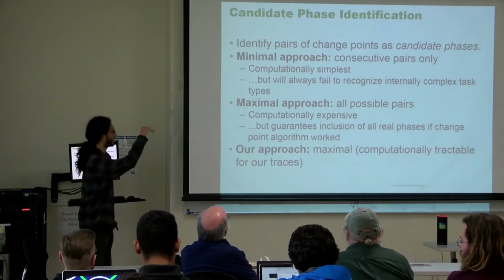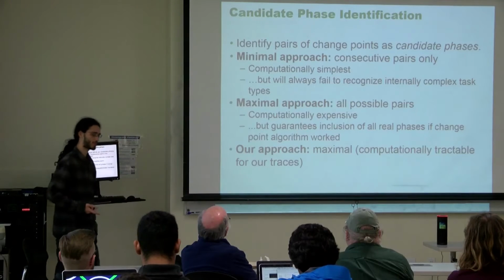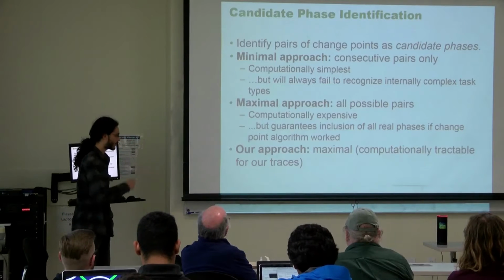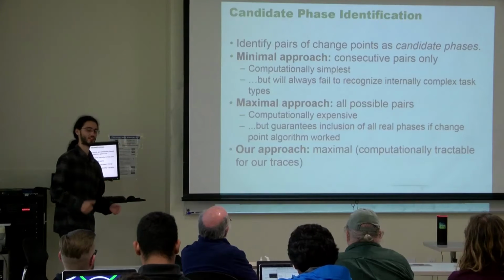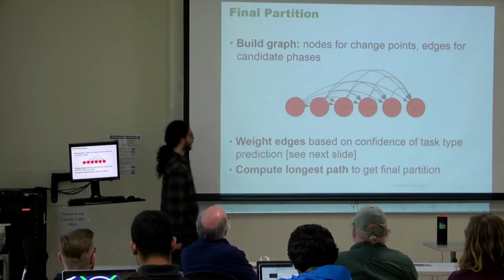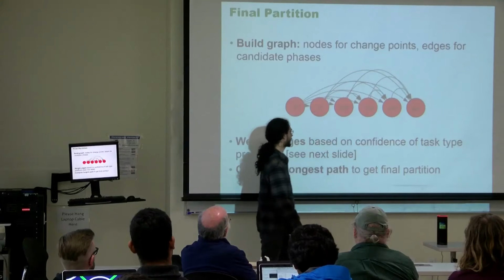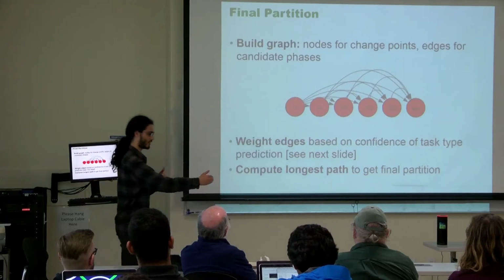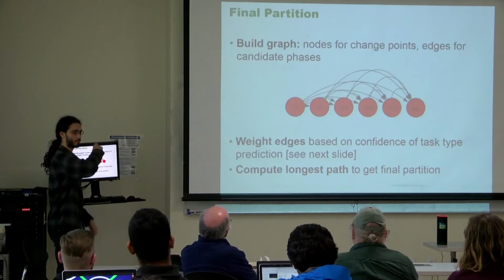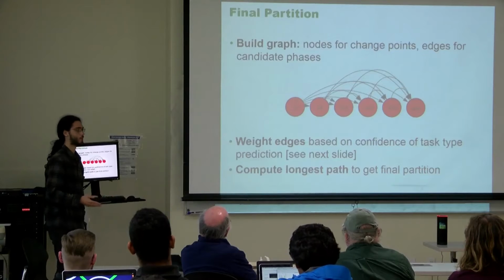I'm going to skip minimal because we do the maximal approach, where we test all possible combinations of these pairs, treating each as a candidate phase. We have a visualization here. The first one will lead to the second, third, fourth. The second one will go to all the ones after. Then we get the set of data points in there, get the features out of it, and run that through the classifier.